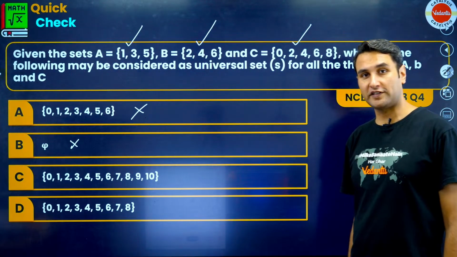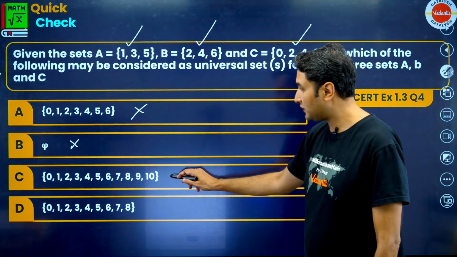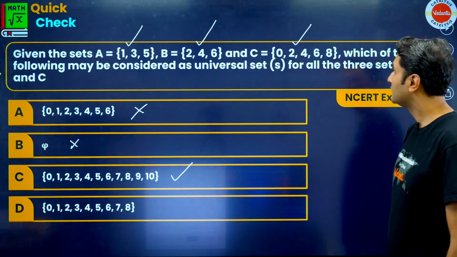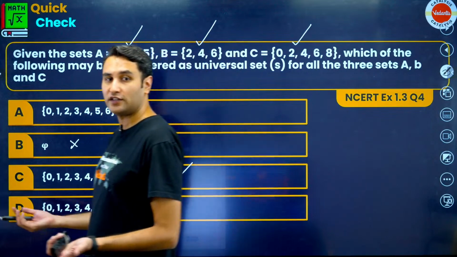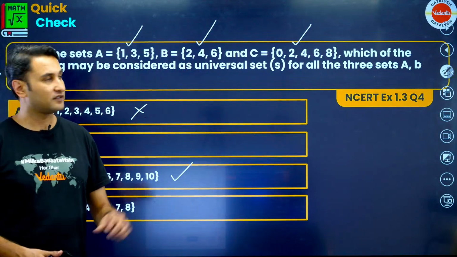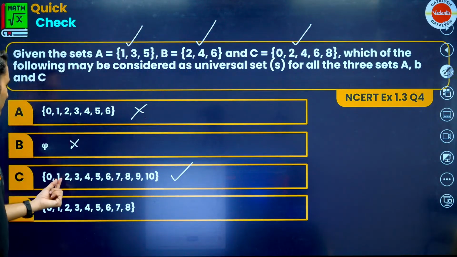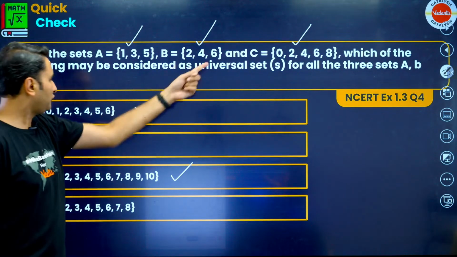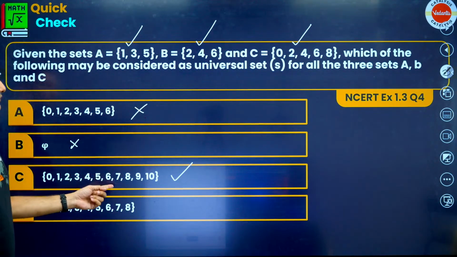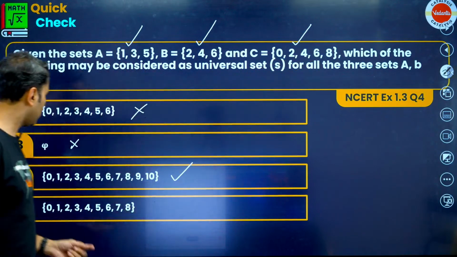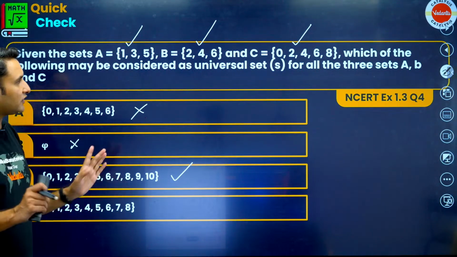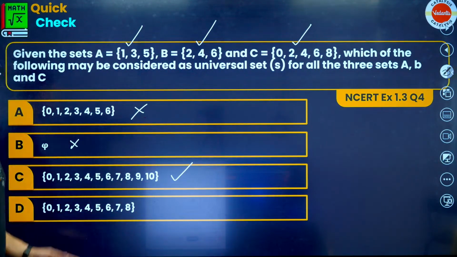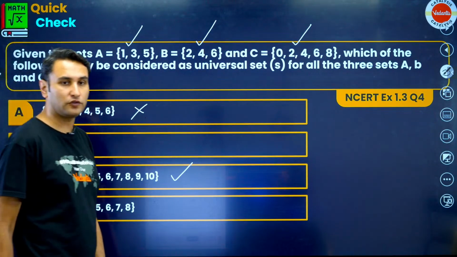But we're talking about a superset, right? Should it not be this? Because it contains everything that is contained in all the three sets. Yes. 1, 3, 5. 2, 4, 6. 0, 2, 4, 6, 8. Everything is contained in this. So perfect. This is your universal set. Got it? Clear all of you?